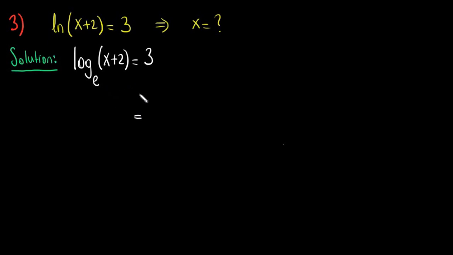So here e to the power of 3 is going to be equal to this expression. So x + 2 is equal to e to the power of 3. So x is going to be e to the power of 3 minus 2. So you can use the e button of your calculator and take the power of 3, and then you can just subtract 2 from that.